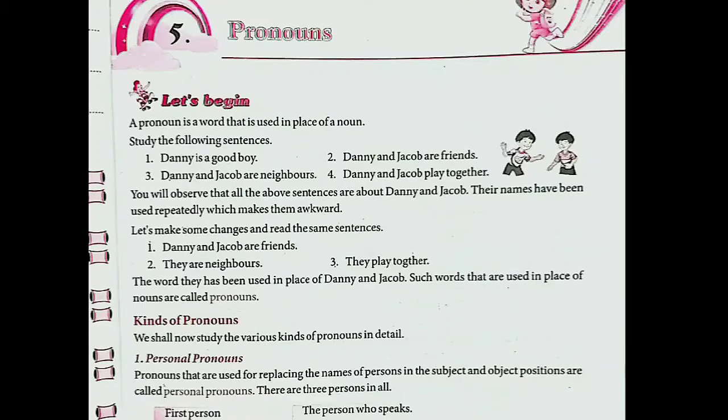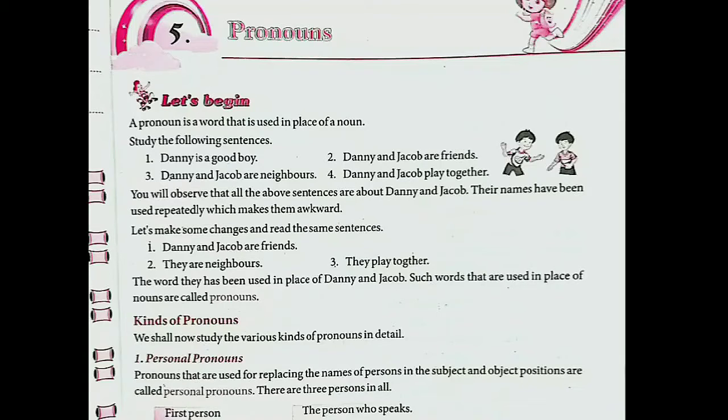Kinds of pronoun. Kinds means types. Types of pronoun. There are 9 types of pronoun. The first one is personal pronoun. Personal pronoun replaces the name of a person. The personal pronoun is used in place of the name of a person, in subject and object positions.